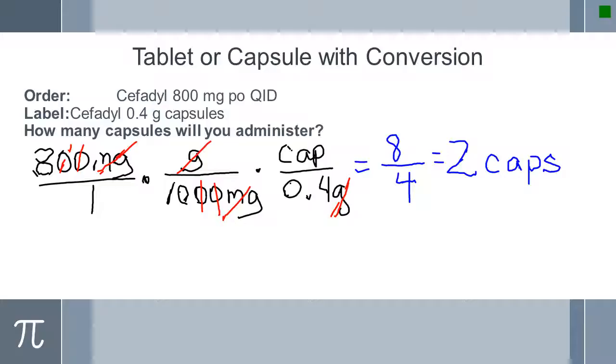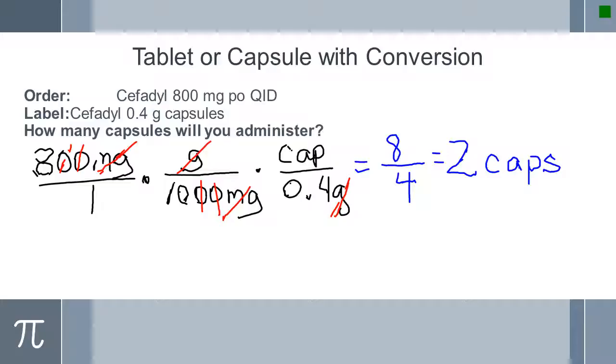Okay, so now let's do another one for practice. This has a mixture of decimals and whole numbers. And again, it has a conversion on it. So we're going to start off with the 800 milligrams. Now you notice on this one that it says QID. That just means that you're going to give this dose 4 times a day. So that is not necessarily information that we need to determine how many capsules to give.